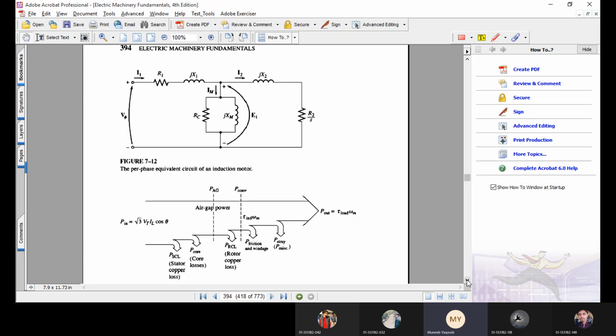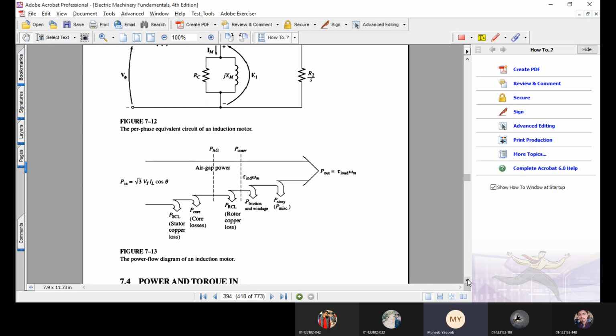So finally, here comes the power flow diagram of induction motors, and we all know that we provide AC electrical power at the input side of the motor. Then obviously due to this provision of electricity, a rotational magnetic field will be produced due to flow of current in the stator winding. So due to flow of current in the stator winding, we will face the stator copper losses.